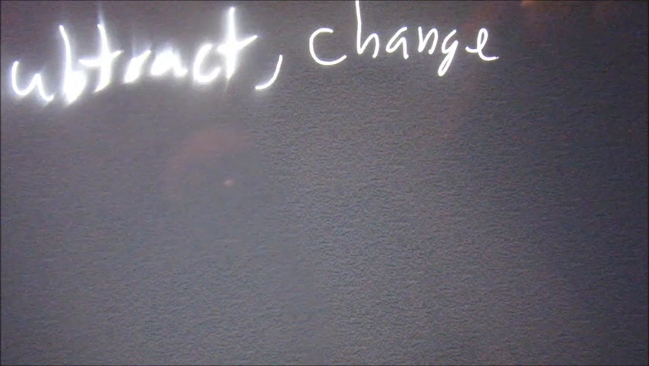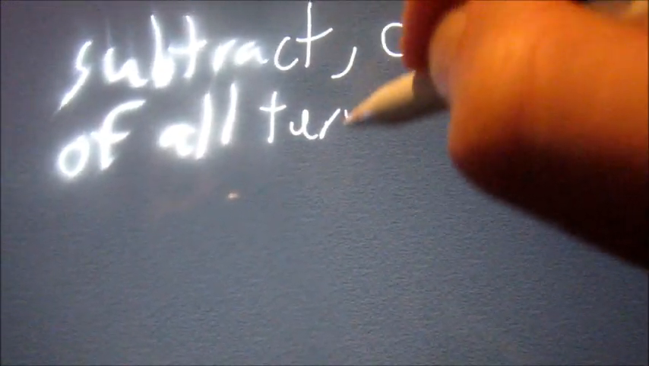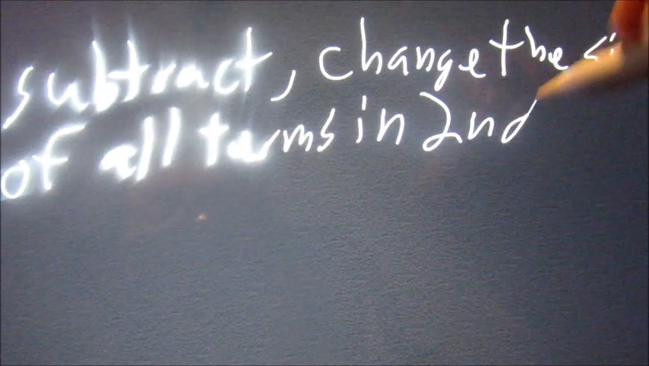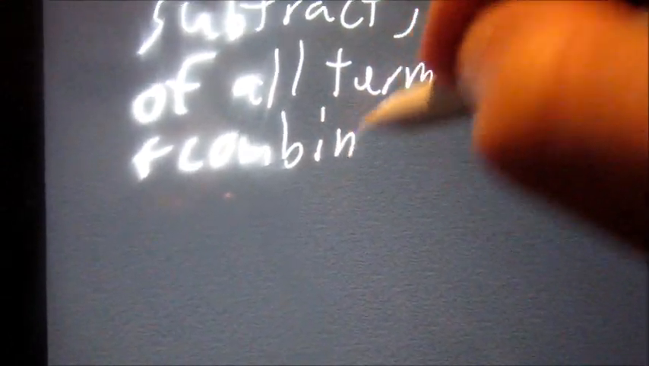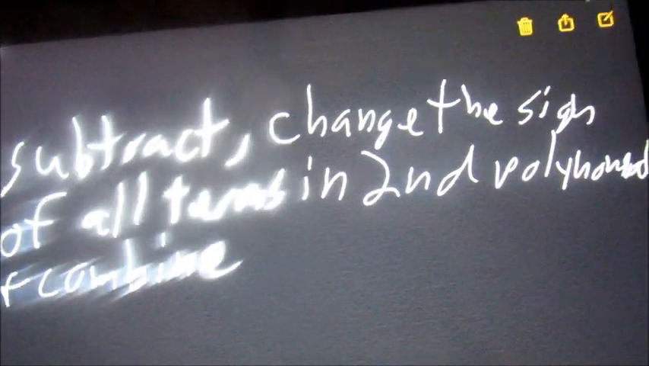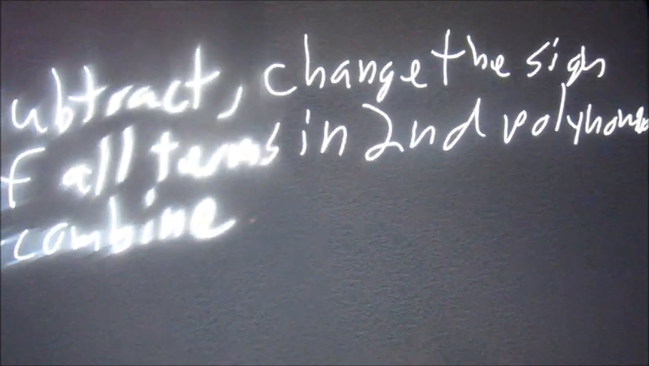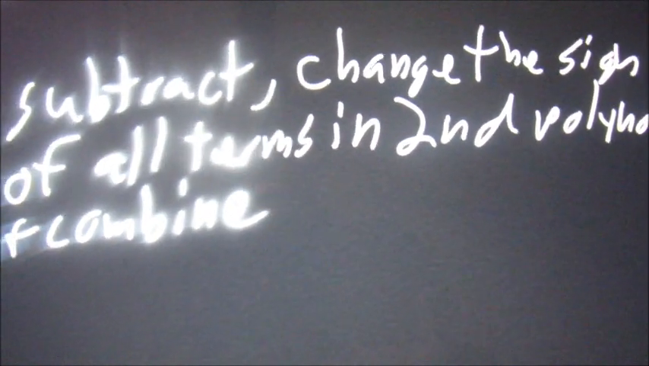Okay, now to subtract polynomials, what you're going to do is change the sign of all terms in the second polynomial and then combine. So really what you're doing is you're distributing the negative sign throughout the second polynomial. But if you want, you can just think of it as changing the sign of everything.